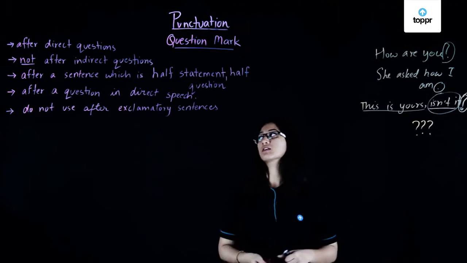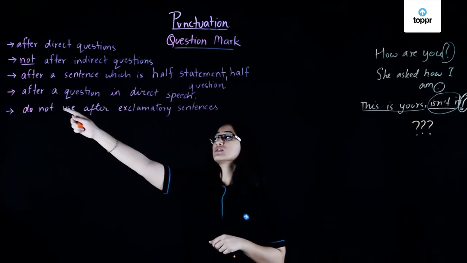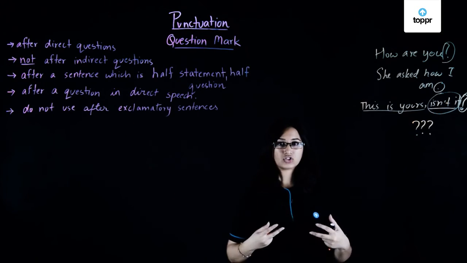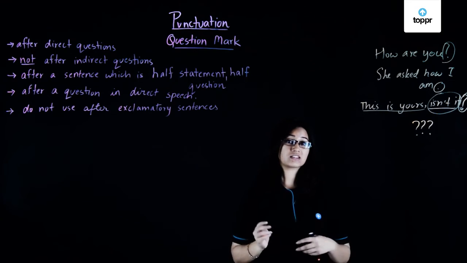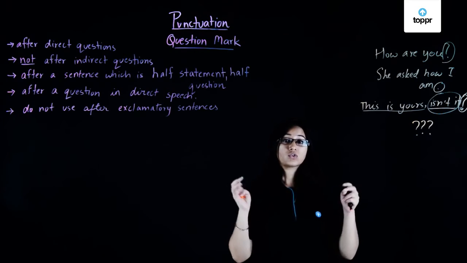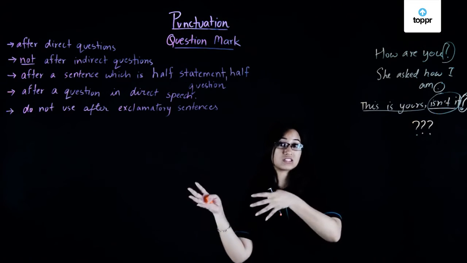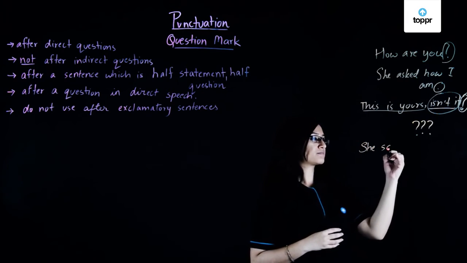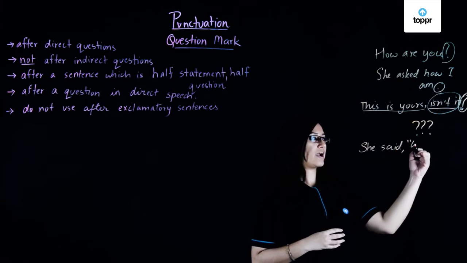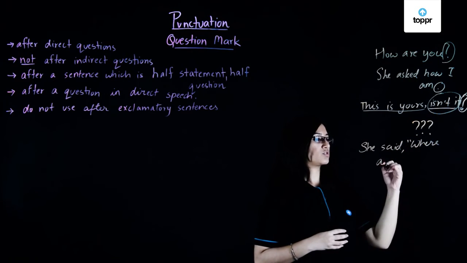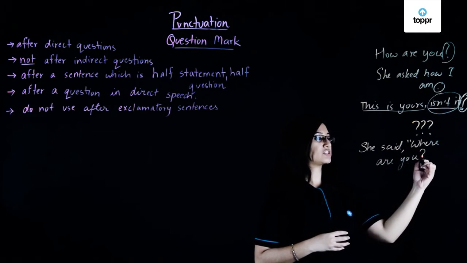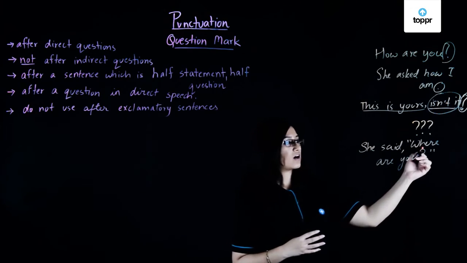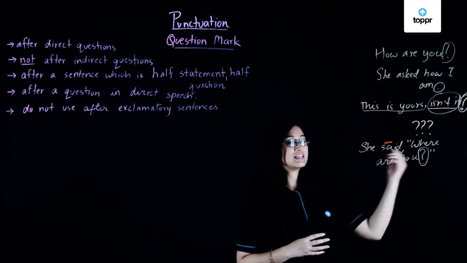So usually sentences that have a question tag, which is basically this part at the end of it, end with a question mark. Now, another way we use the question mark is after a question in direct speech. So direct speech is the speech which is written, which is directly quoted by someone or said by someone. Let's take an example. She said, where are you?